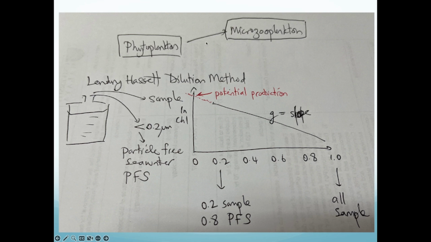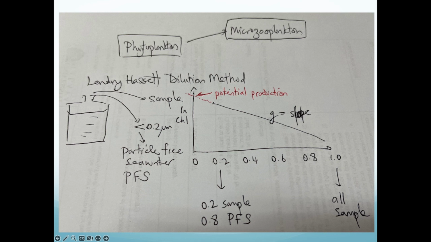So let's look at the first main components, the primary producers, the phytoplankton, in relation to the main grazers of phytoplankton, which are the microzooplankton. A very simple and elegant experimentation to investigate both the potential production by the phytoplankton and the grazing by microzooplankton is via the Landry and Hassett dilution method.